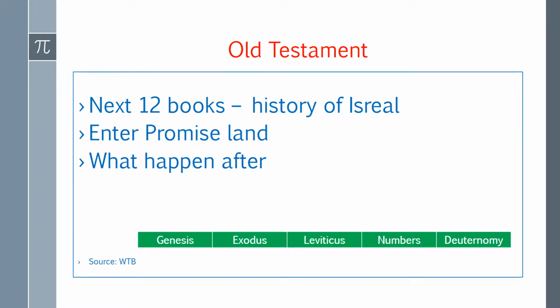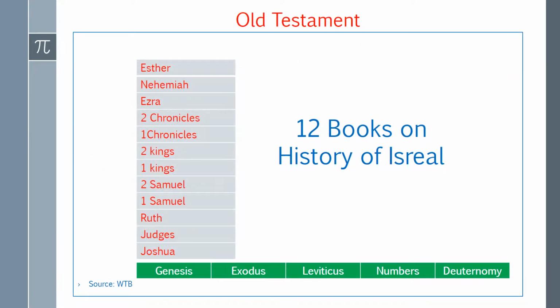"It's very interesting," Billy said. "What about the next 12 books?" Well, let's look at the next 12 books. The next 12 books are the history of Israel. They talk about how they entered the promised land and what happened to them after that. The next 12 books, namely Joshua, Judges, Ruth, 1st and 2nd Samuel, 1st and 2nd Kings, 1st and 2nd Chronicles, Ezra, Nehemiah, and Esther, are actually talking about the history of Israel.